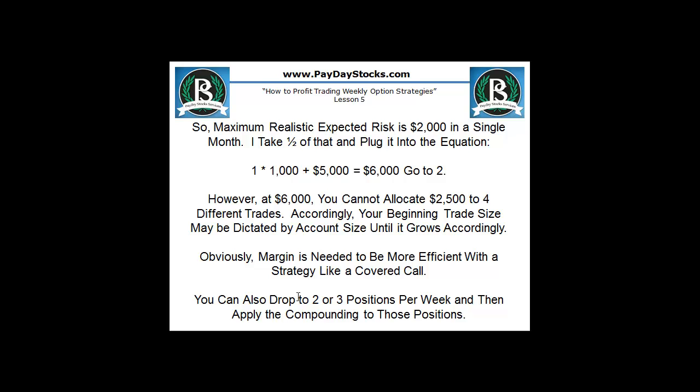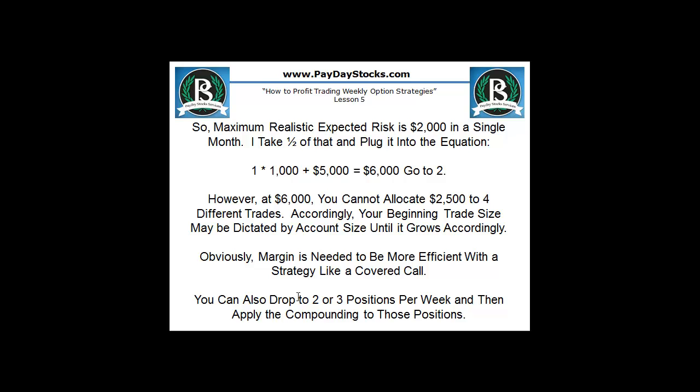to use margin. So if at 6,000 you cannot allocate $2,500 on 4 different trades, then you can't increase to 2 like that. So your beginning trade size may be dictated by your account size until it actually grows, or until you get margin, use margin in the account, then that can change things. So those are the only things, the variables from each different strategy that might change how you apply the money management, but the money management strategy itself and the process for going through that strategy is exactly the same.